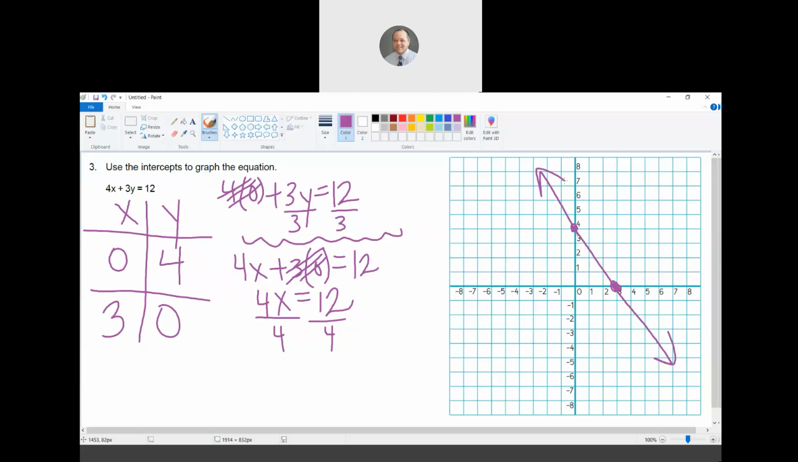To sum up this type of question, what to do? Anytime you have x and y on the same side equal to some number, use 0 for x and 0 for y to generate 2 ordered pairs.